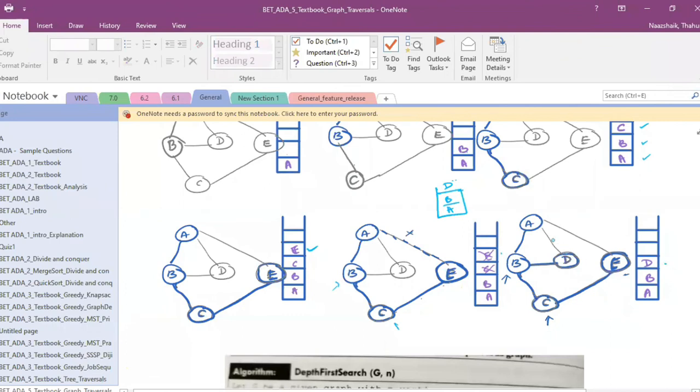Okay, then you check from D, is there any other possibility to any new node? No, right? So what you do after this, you pop out D, A, B. So you remove D, okay? Then you go back to B and check, is there any other possibility? No other possibility. So you remove B. Finally, you go to A and check, is there any other possibility? Yeah, there is a possibility, but that's already visited. Here also, it's already visited. So finally, your stack becomes empty. Okay.